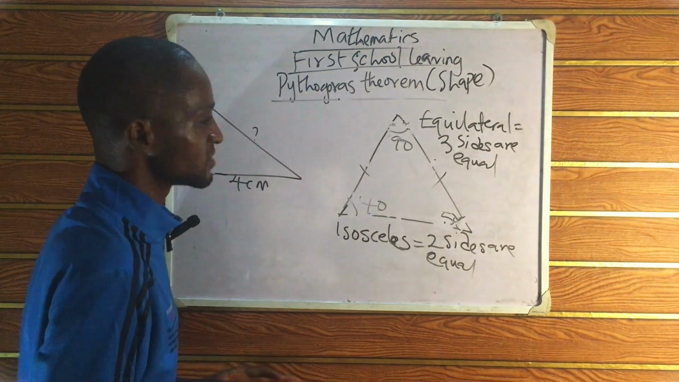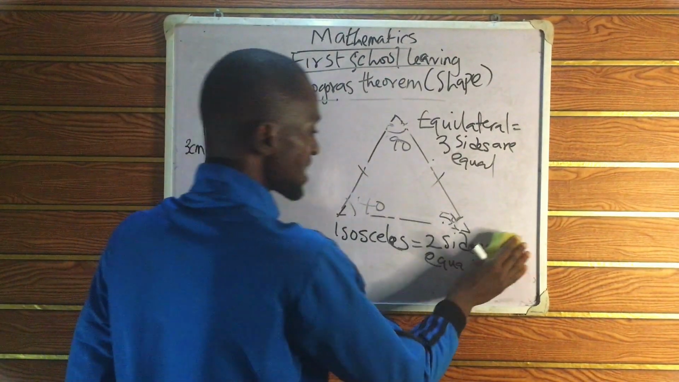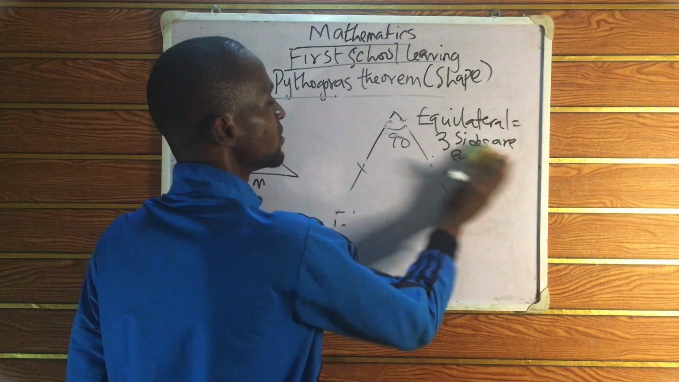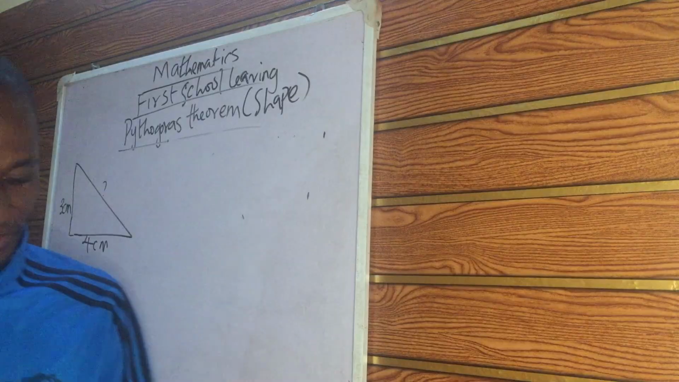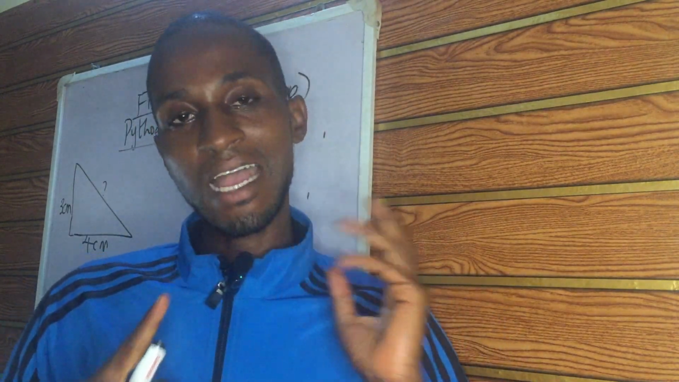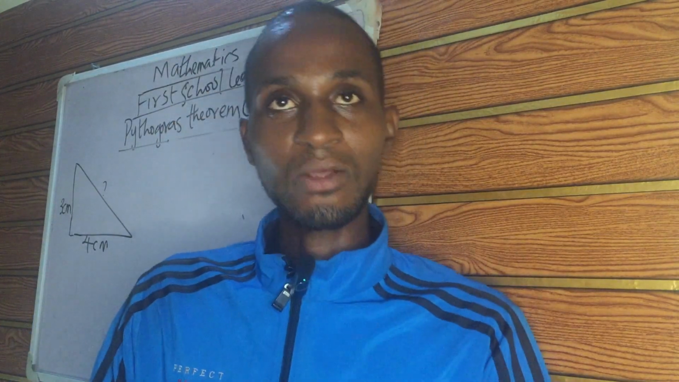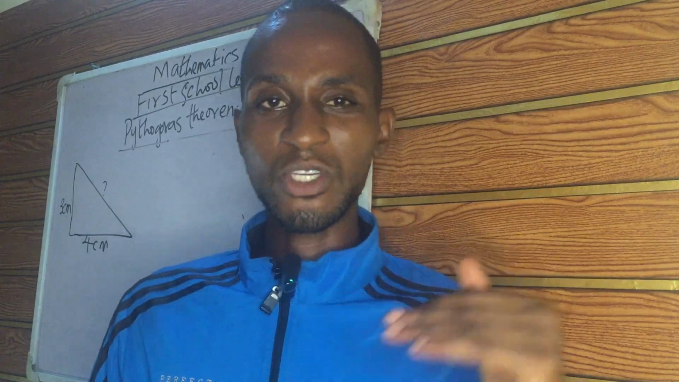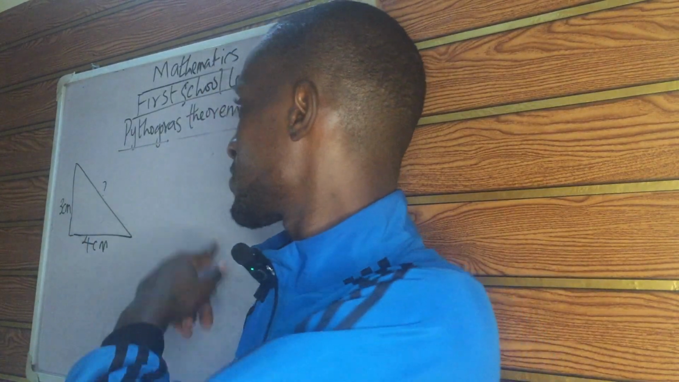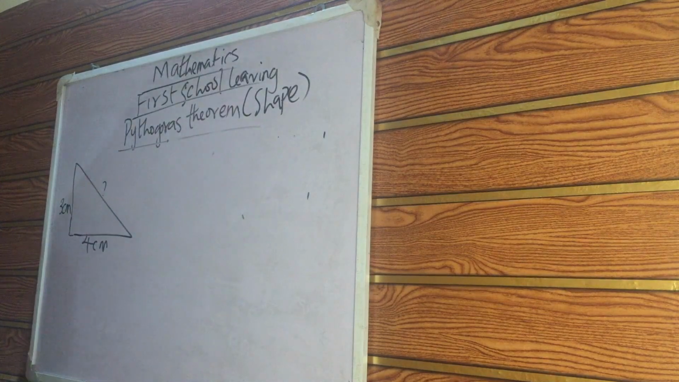So I'm done with the types of triangle. Let's enter into what we call classification. A triangle is classified in two ways: one, classified by sides, and also classified by angles. Let me say it again. It's classified by sides and also classified by angles. Now I will show you the sides and angles, but I'll just brief you because I'm here to talk about the Pythagoras Theorem. So let me show you.